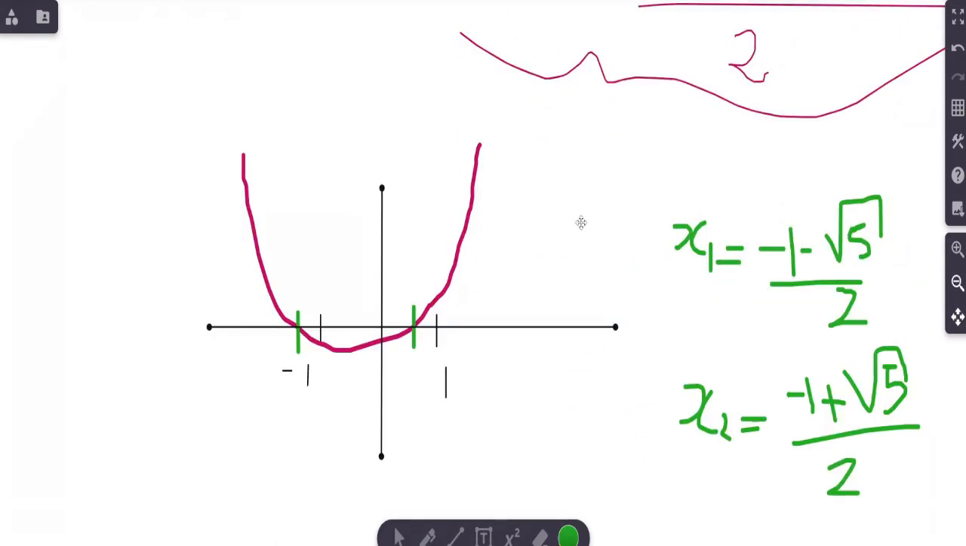Okay, so this is our answer. So here I have drawn the curve y equals x squared plus x minus 1. And here in red you have the two solutions. x1 equals minus 1 minus square root of 5 divided by 2. Okay. So this is x1 and this is x2, okay, which is positive.